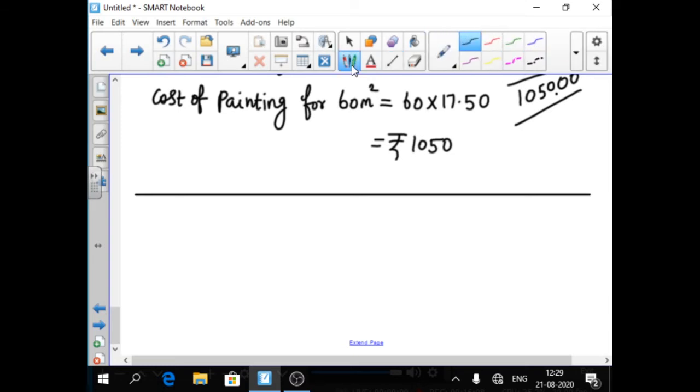Then next problem, question number 6. Okay, find the area of the unshaded region. Area of the unshaded region.